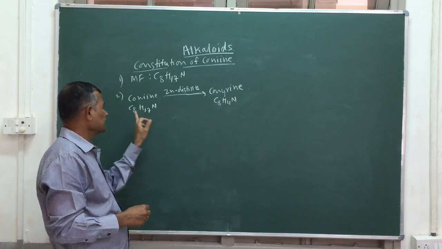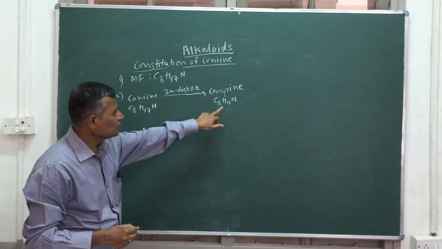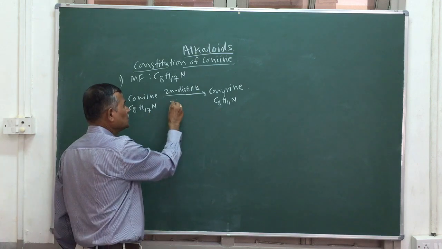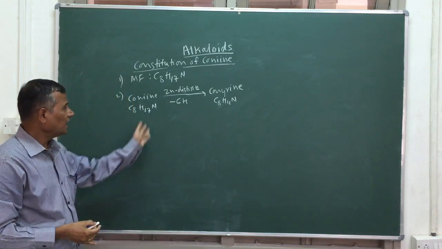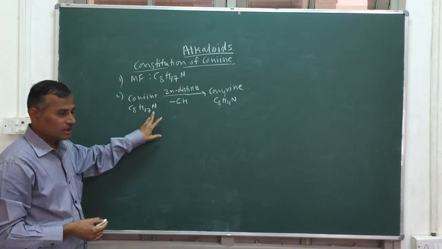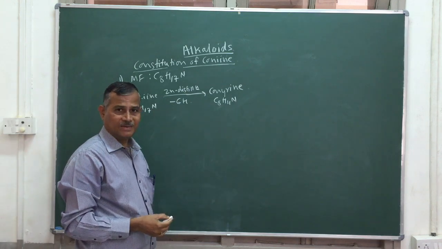Then what is the difference between this and this? There are 6 hydrogen atoms fewer. That means there is an elimination of 6 hydrogens from this coniine. 6 hydrogen atoms have been removed from this coniine to give this conyrine.